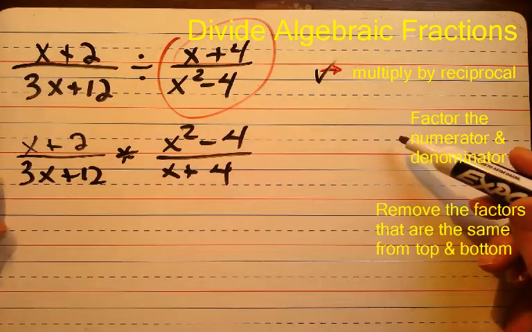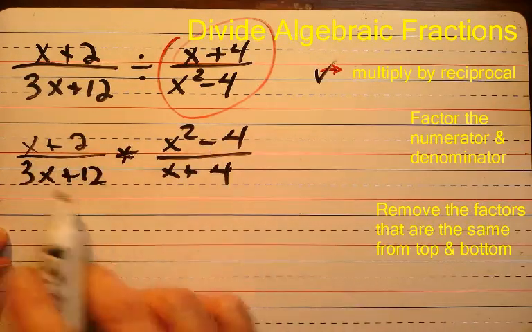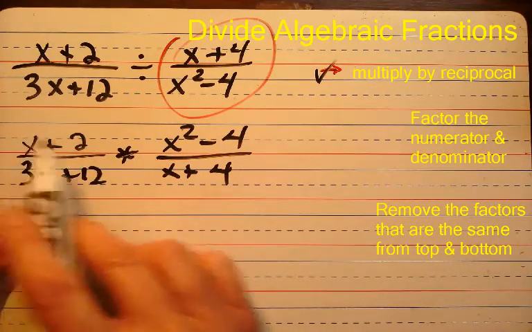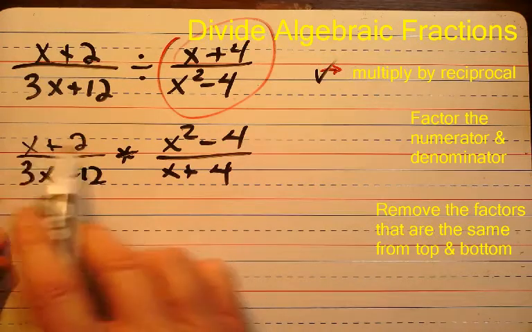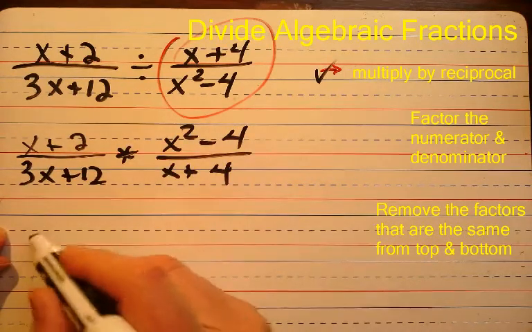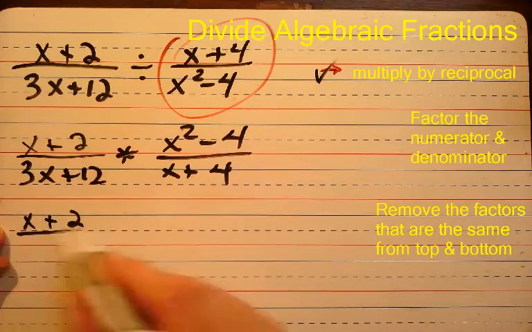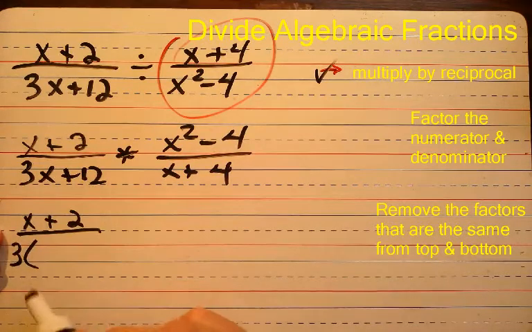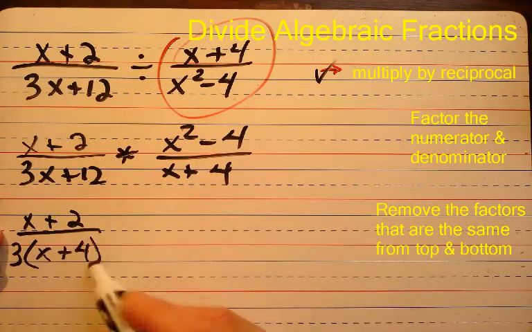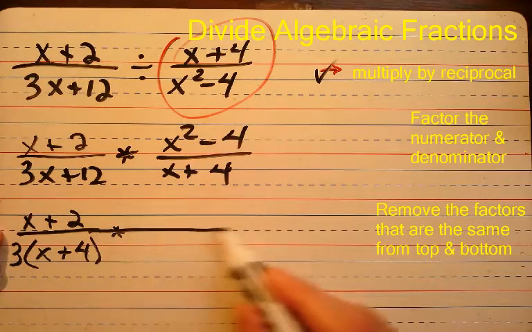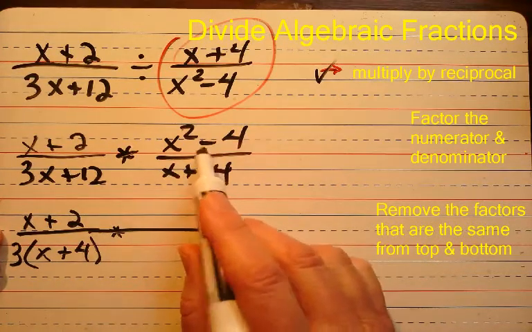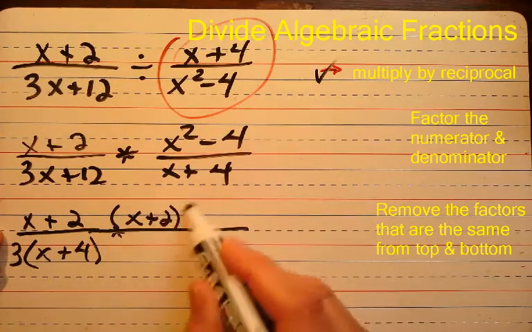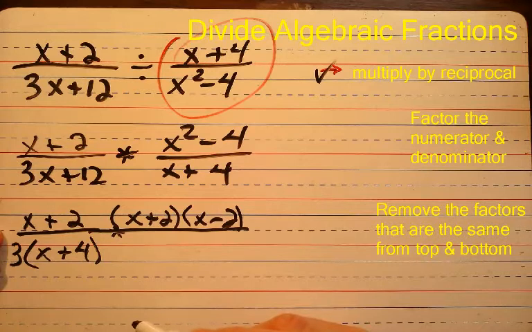Step two now, I have to factor everything that I can factor. Well, this is already factored. If there's no exponent there, there's nothing in common, there's no number I can divide by, that's done. So that just stays like it is. X plus 2. The bottom of that one, 3 is common. Look, I can divide both of those by 3. And then this one, that's one of those special cases. That's x plus 2, x minus 2.